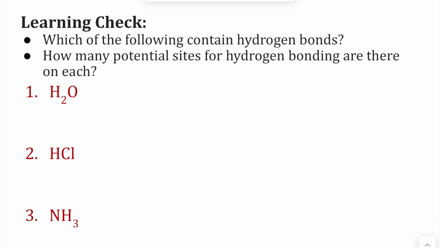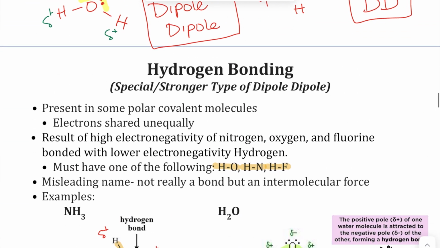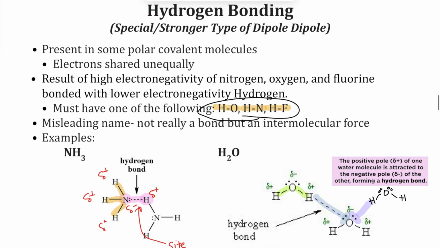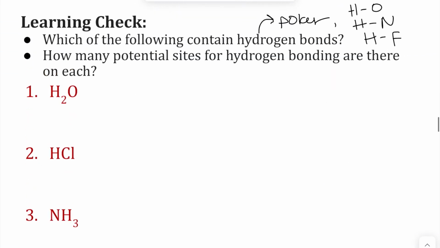So, which of the following contain hydrogen bonds and how many potential sites for hydrogen bonding are there on each? So if it contains hydrogen bonds, we need to make sure that it is polar. But then, in addition to being polar, we're going to look for, is there a hydrogen-oxygen bond? Is there a hydrogen-nitrogen bond? And a hydrogen-fluorine bond. So we're looking specifically for one of these three in a polar molecule.